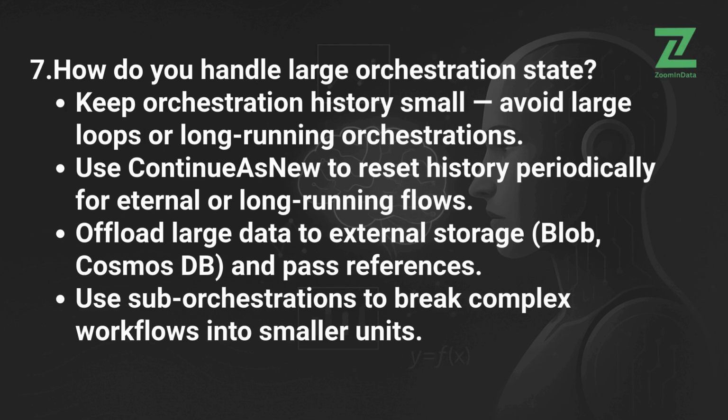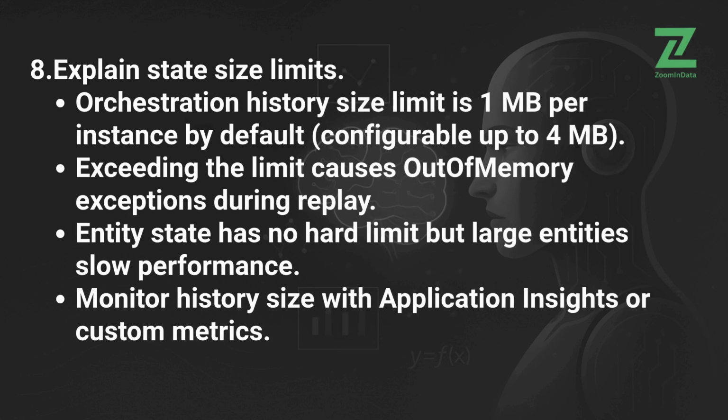units. Explain state size limits. Orchestration history size limit is 1 megabyte per instance by default, configurable up to 4 megabytes. Exceeding the limit causes out-of-memory exceptions during replay. Entity state has no hard limit, but large entities slow performance. Monitor history size with Application Insights or custom metrics.